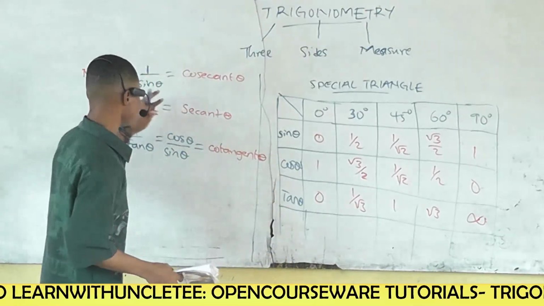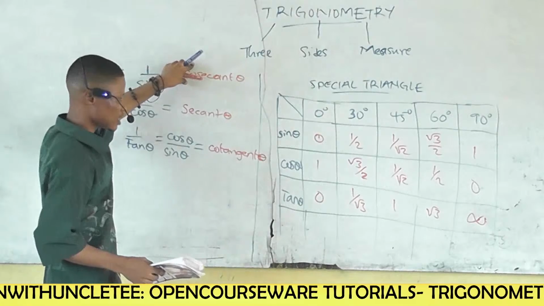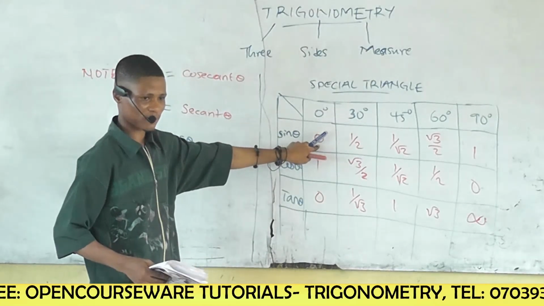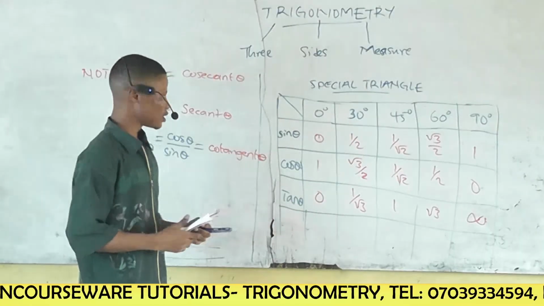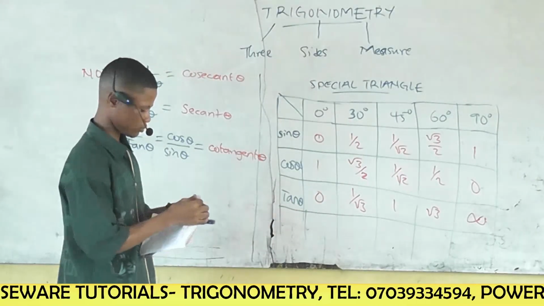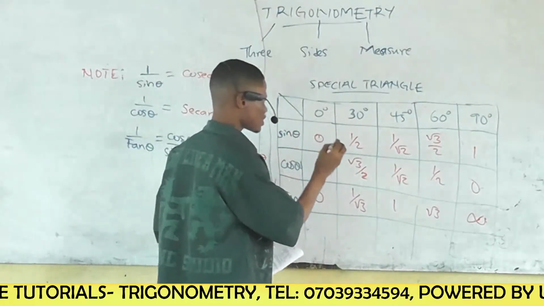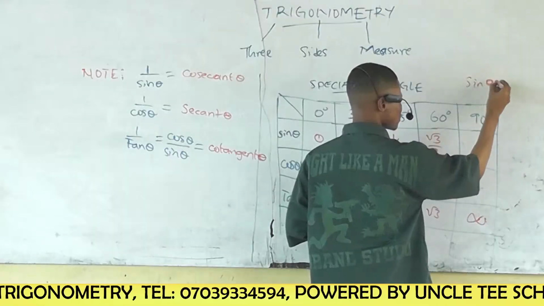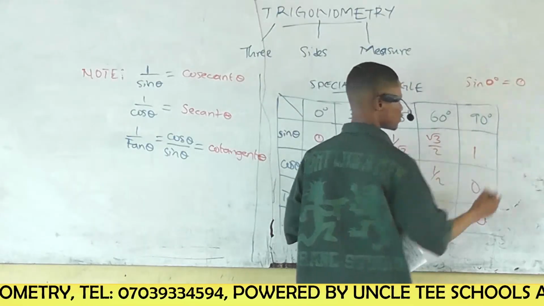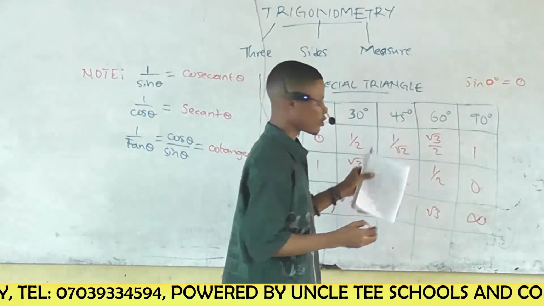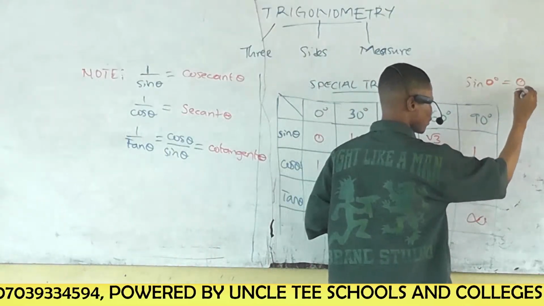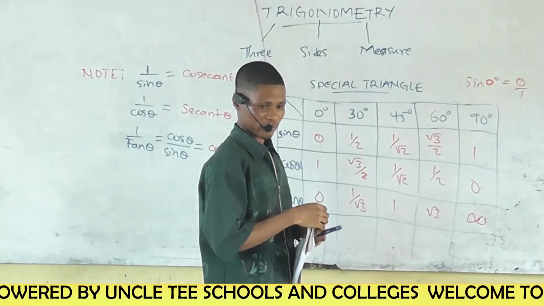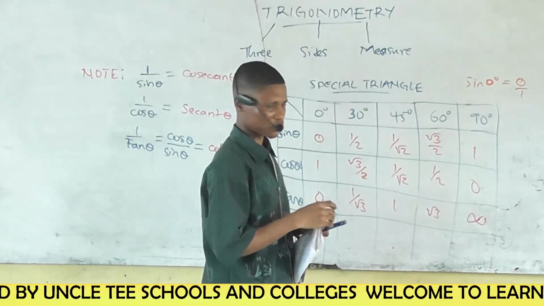So for you to get cosec theta, that is, the reciprocal of this will be what? You see, this thing is just like a game. Now, you said sine 0 degree is equal to 0, right? This 0 means 0 over 1. That's the meaning. 0 divided by 1 is 0.